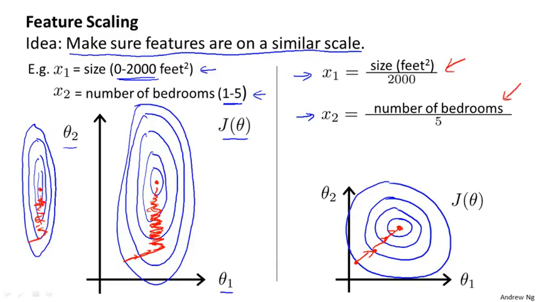So by scaling the features so that they take on similar ranges of values, in this example we end up with both features x1 and x2 between 0 and 1. You can wind up with an implementation of gradient descent that can converge much faster.